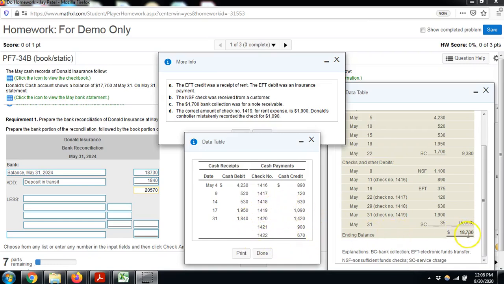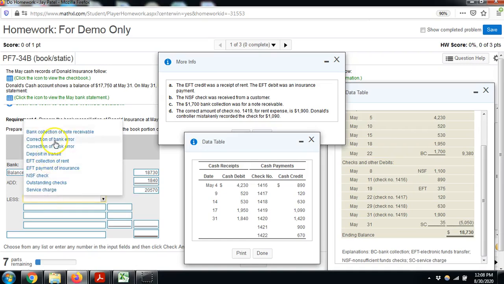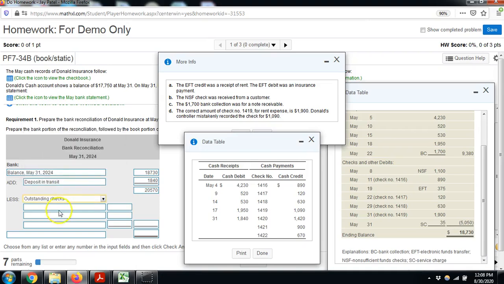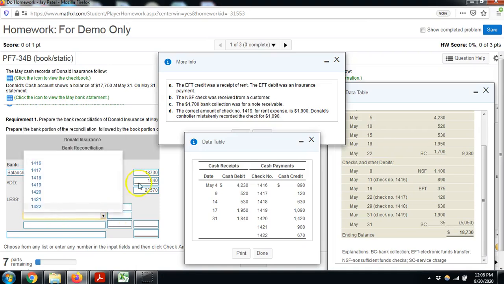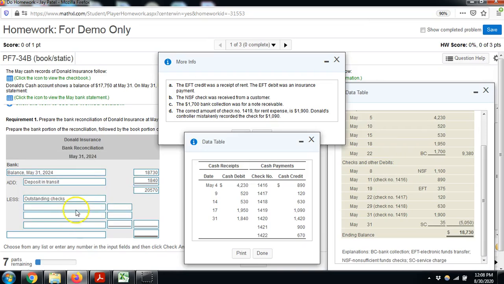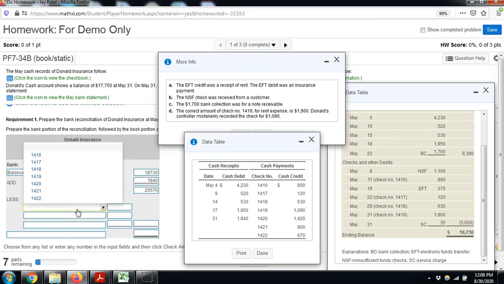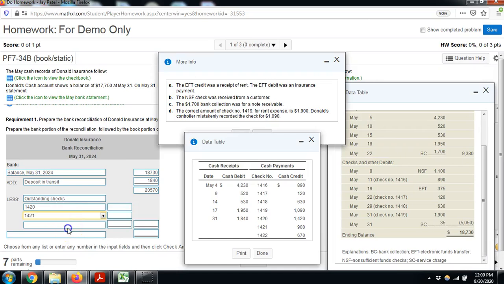The cash will eventually come out of our bank account, but it just hasn't yet because the people we gave the checks to have not yet deposited them. So let's reduce our cash balance by those 3. Okay, so we have the amounts. I'm just getting the amounts from right here. Then you add them up.